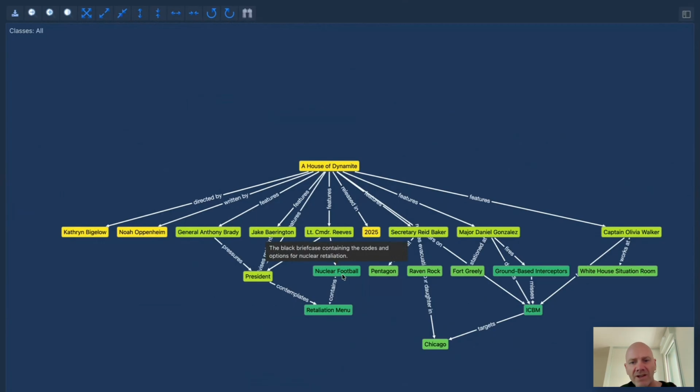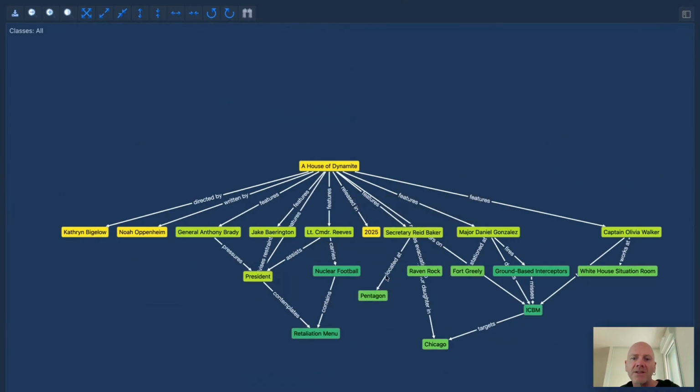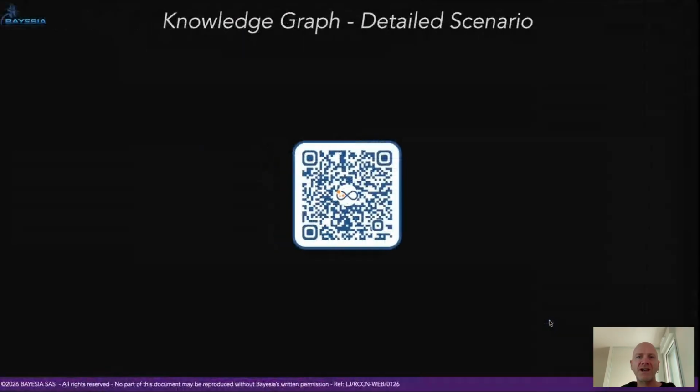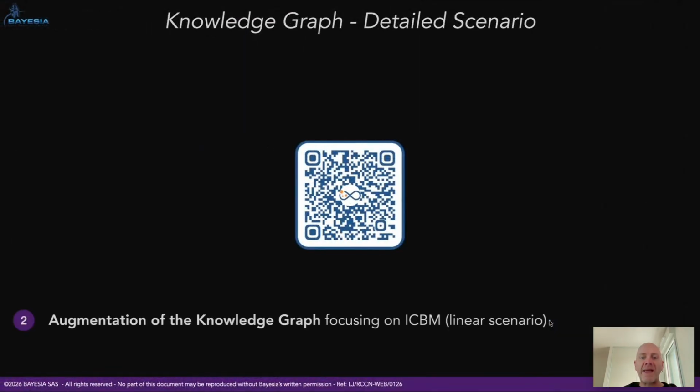It's a black briefcase where he's gonna select what is gonna be the nuclear retaliation options. And then we have Secretary Wright Baker here that is located in the Pentagon. So this is where they're gonna be, Raven Rock. This is a bunker, and we have here the ICBM. So this is for intercontinental ballistic missile. So this is the node where now I'm gonna focus on just to have more information about this missile, right?